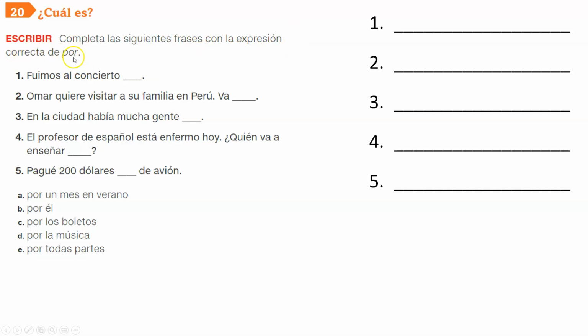All right, and then complete with the appropriate expressions of por. Fuimos a un concierto. We went to a concert. Why? Or how? Or when? Por la música. Omar quiere visitar a su familia en Perú. Omar wants to visit his family in Peru. Va, what? He's going for a month in summer. Por un mes en el verano.